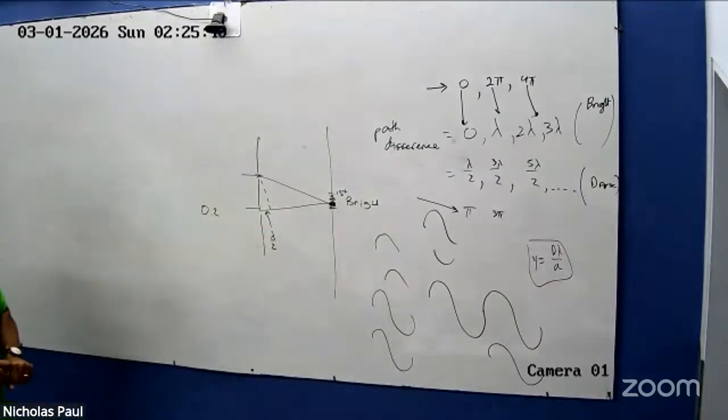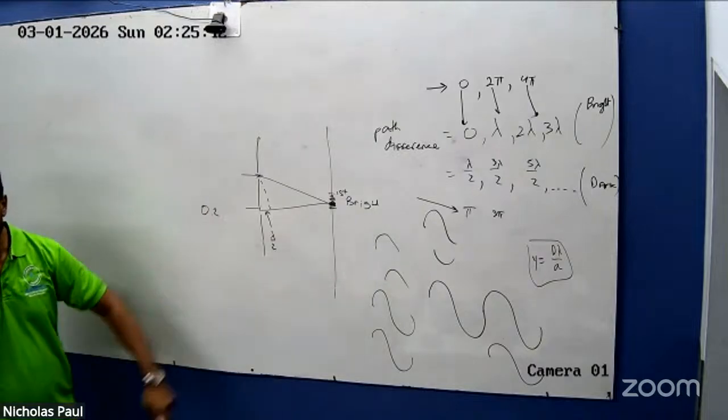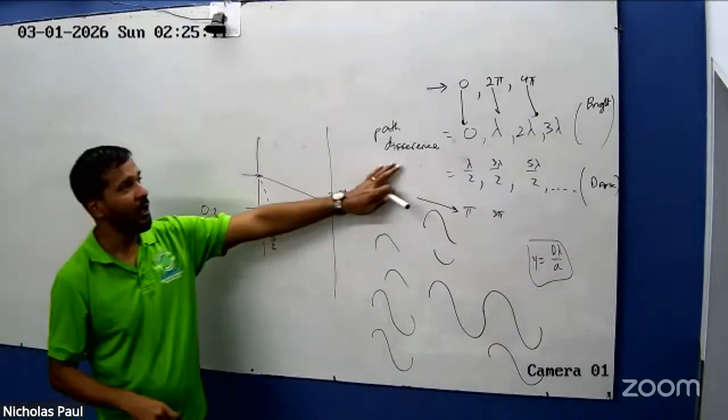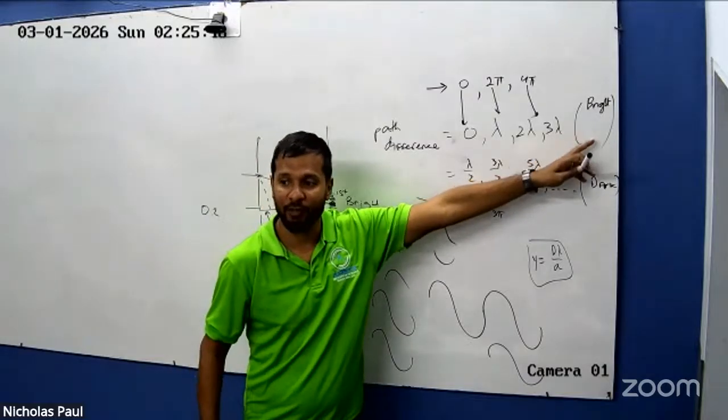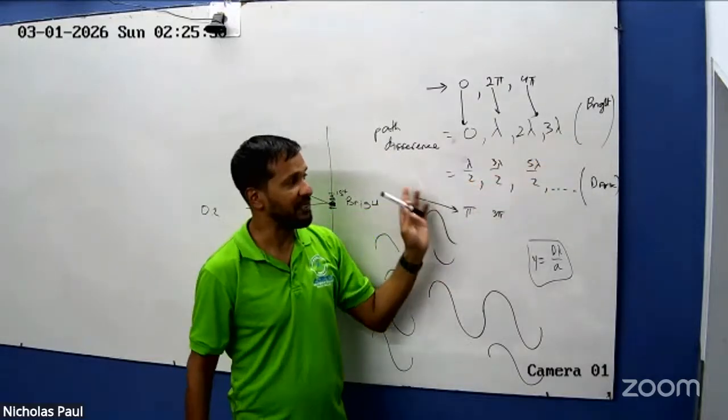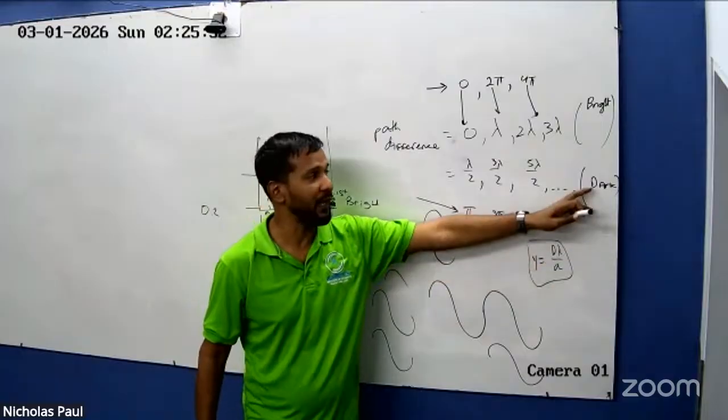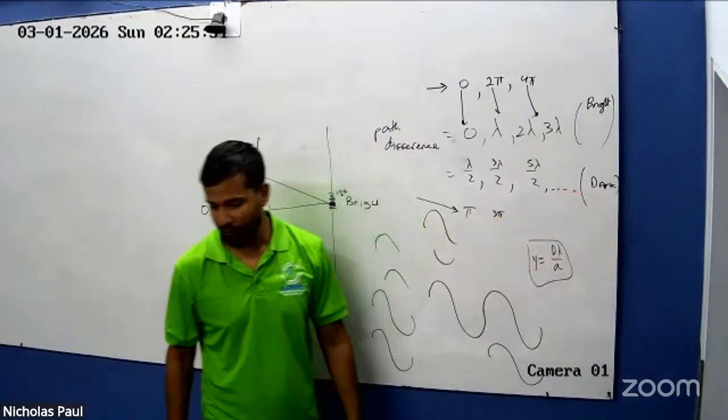Okay? Let's go on to that proof now. All right, so let's make a note of this. When the path difference is a whole number of wavelengths, we get a bright fringe. When the path difference is a half number of wavelengths, we get a dark fringe.